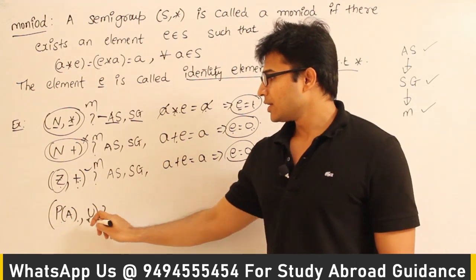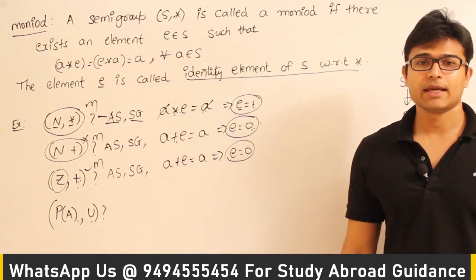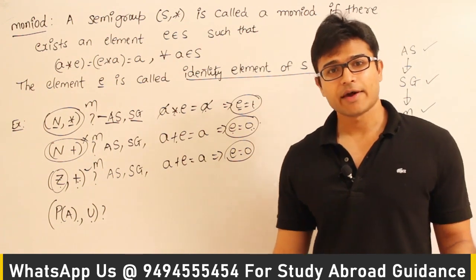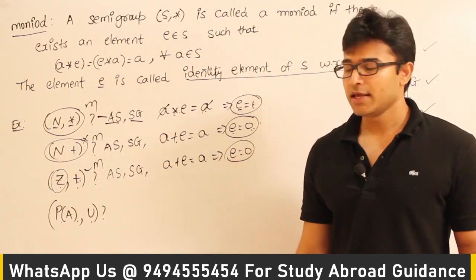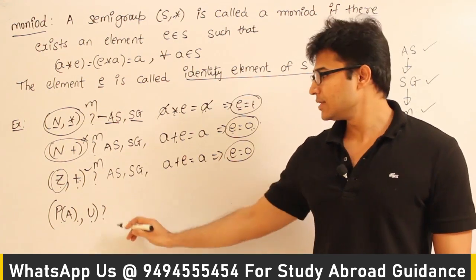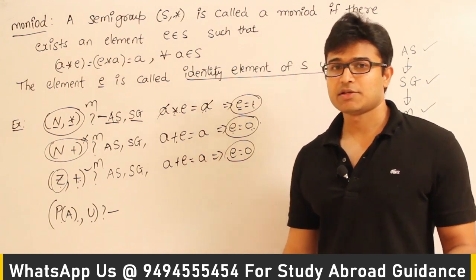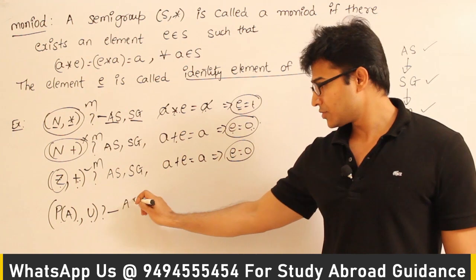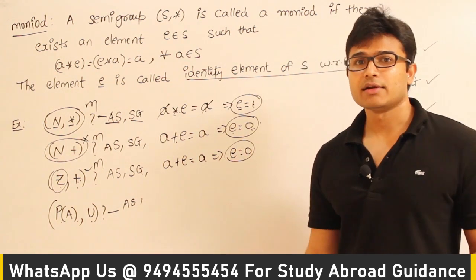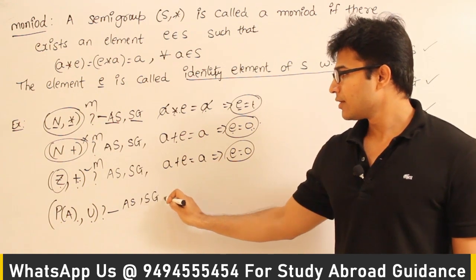Now what about union and P of A? P of A means the power set of A. Let A be any finite set, and P of A is the power set of A. Now we are talking about union, and this set of all subsets is closed under the operation union. So it is an algebraic structure, and we know that union is associative, therefore it is a semigroup, right?